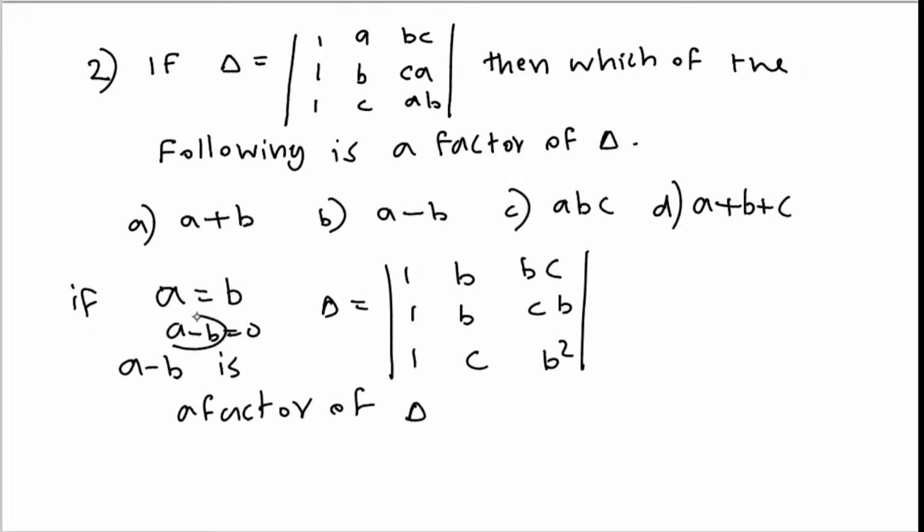So A minus B is a factor. In this we can see option B, that's A minus B is a factor. Okay, so we got the answer. So A minus B is a factor.